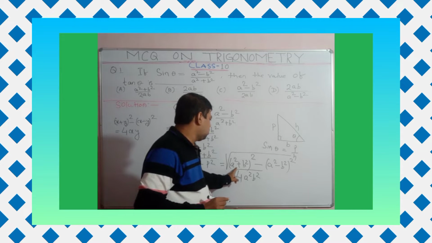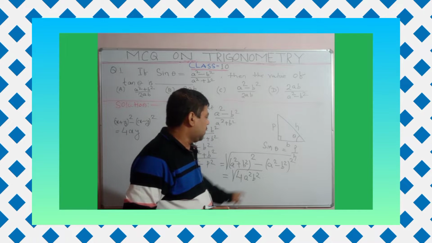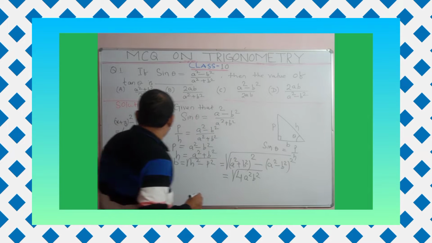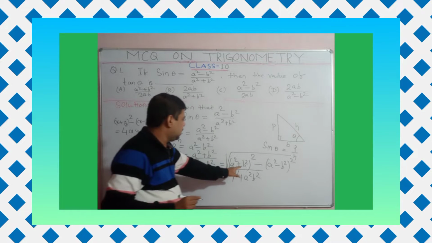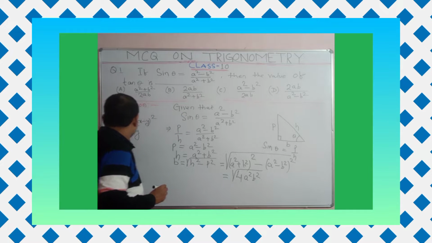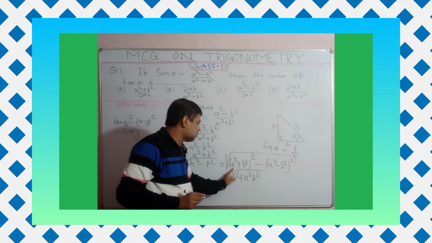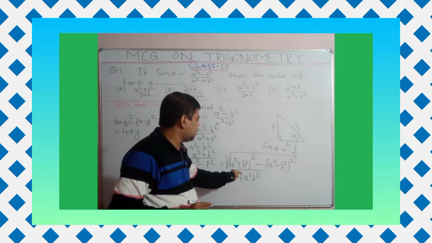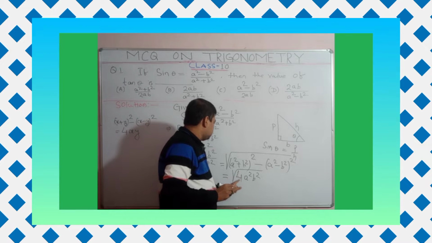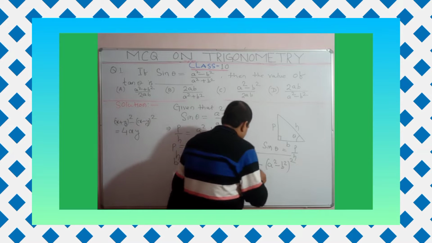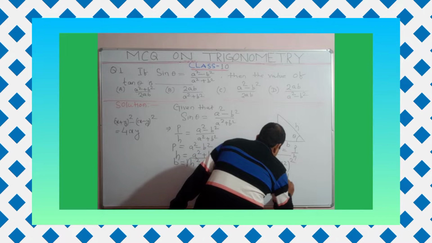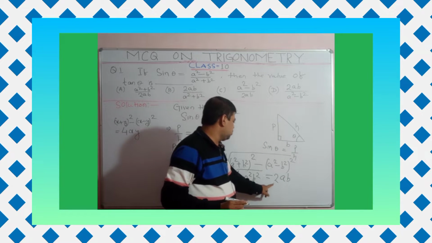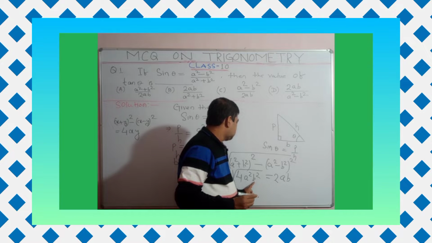So under the square root you see (a square plus b square) whole square minus (a square minus b square) whole square. This is in accordance with the formula (x plus y) whole square minus (x minus y) whole square is equal to 4xy. You see here x stands for a square and y stands for b square. So it will be 4xy, which is 4 into a square into b square. So the square root of 4a square b square. What is the value? It is 2ab. The square root of 4 is 2, the square root of a square is a, and the square root of b square is b, so 2ab.